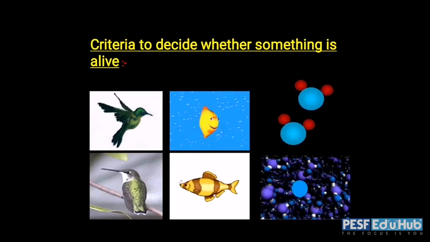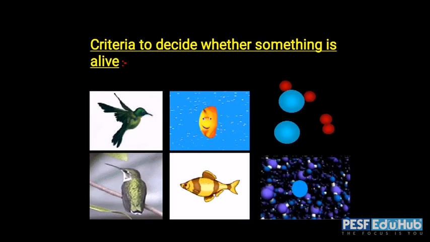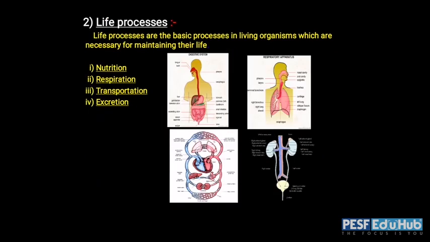Let us see what we mean by life process. All of you know the term life process. Life processes are the basic processes in living organisms which are necessary for maintaining their life. To maintain our life, we need certain basic processes. Without those processes, we cannot maintain our life. Such processes are called life processes. Nutrition, respiration, circulation, excretion, locomotion, etc. are examples of life processes.